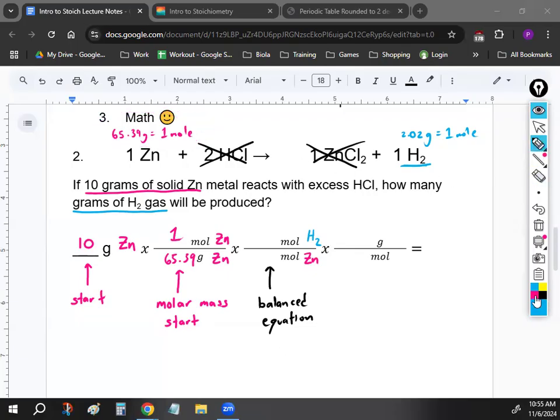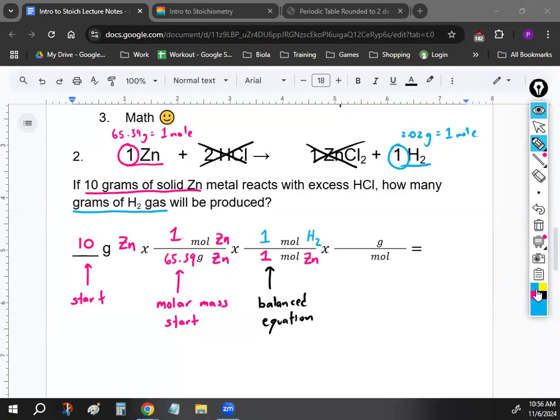Okay. All right, so all we're going to do is look at the balanced equation, and we're just going to look for the numbers in front of these chemicals. So we look at Zn. What number is in front of Zn in the balanced equation? 1. So all we got to do is put a 1 on the bottom. Easy peasy. And then in the balanced equation, what number is in front of H2? 1. Perfect. All right, so we're done with the second fraction. All we got to do is the last fraction and then just plug it into our calculator, and we'll be all done.